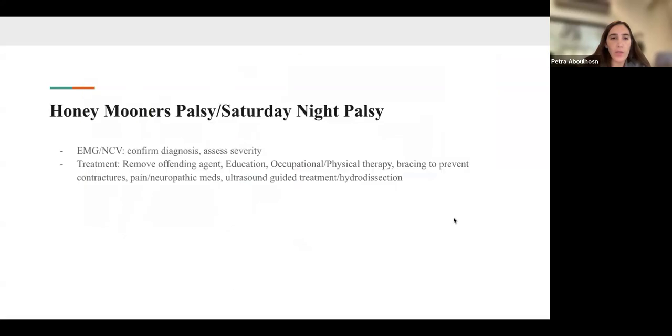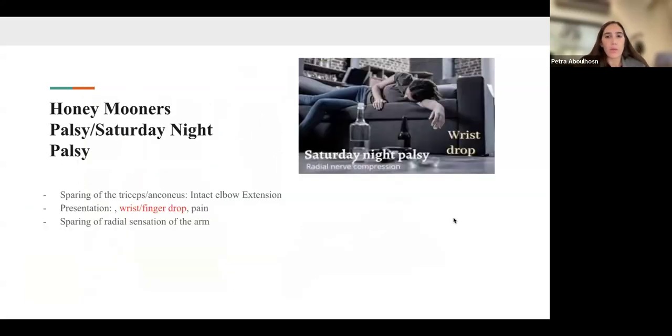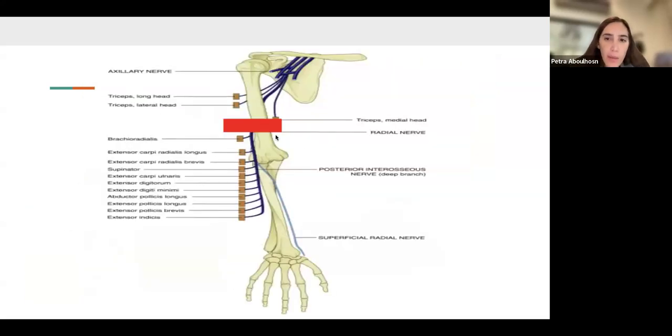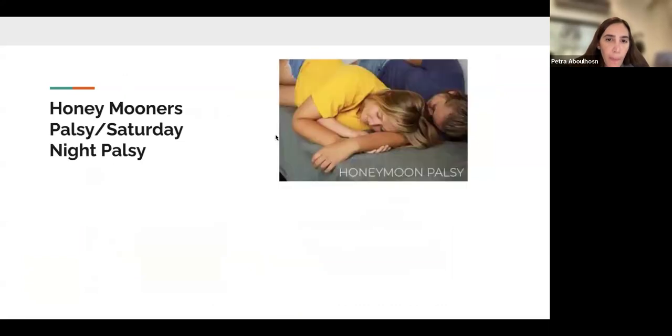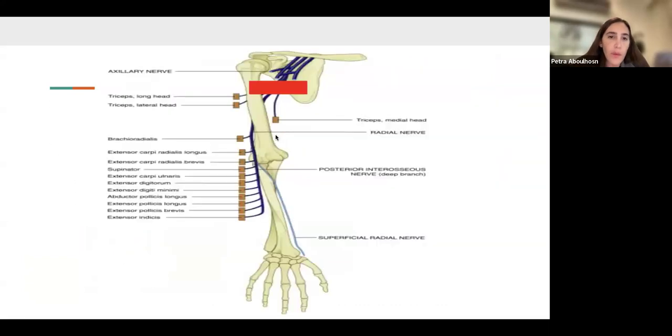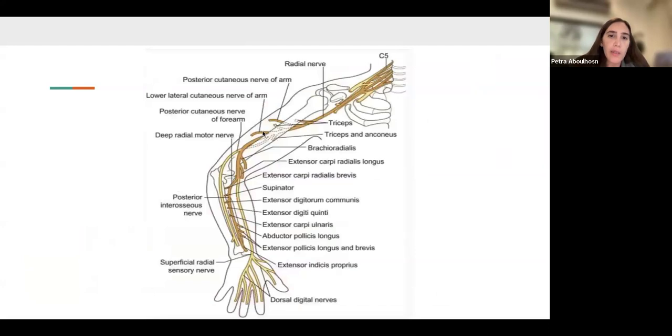If you want, I can go back to show you why is that. Right here, you can see that the nerve gives off the innervations for the posterior cutaneous nerve of the arm and the lower lateral cutaneous of the arm before compression of the spiral groove.